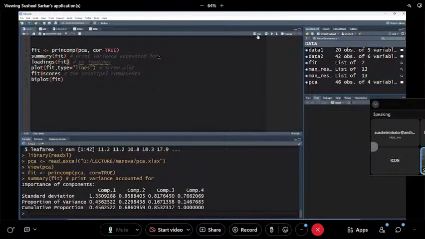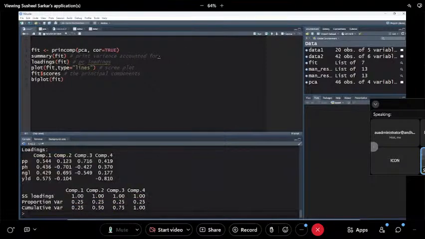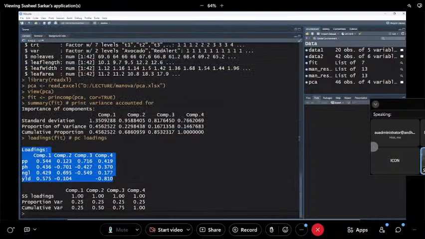Now let's see the loadings. Now these are the loadings. Is it visible? Yes, sir. Now what do we mean by these loadings?